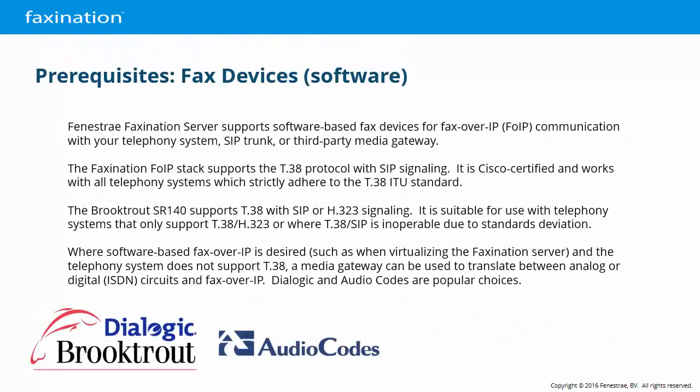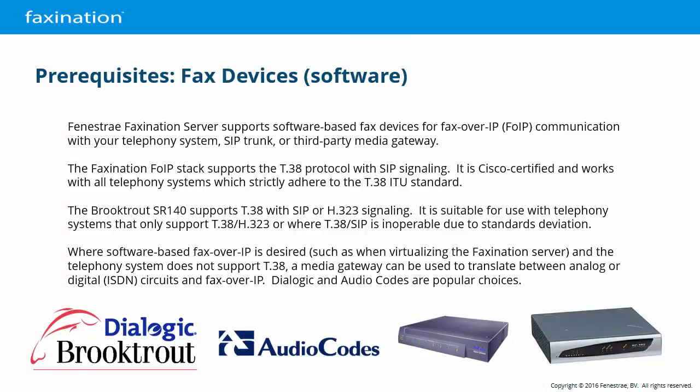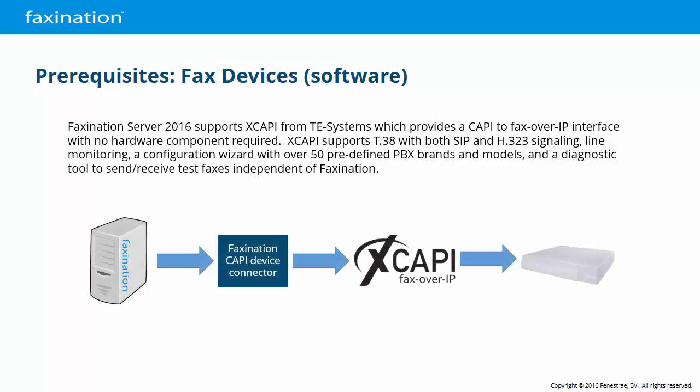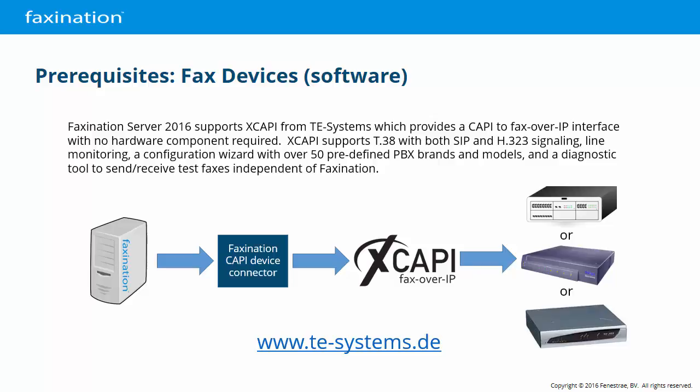For software-based fax over IP devices, the Brook Trout SR140 is built into the Faxination BFax TRX Stream device connector, so there is nothing to install beforehand. Likewise, the Faxination FOIP device connector has no prerequisites. The one you choose really comes down to the telephony system, gateway, or SIP trunk that you'll be interfacing with. For the Cappy software-based fax over IP solution, you'll need to install the Cappy software before the Faxination Cappy device connector. Cappy is a good solution for SIP trunks and certain telephony systems. Our consultants can help you decide which solution is best for your particular scenario.